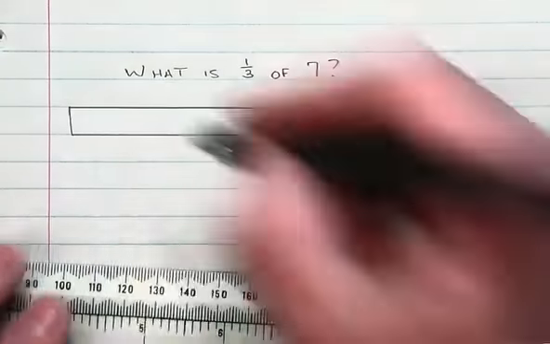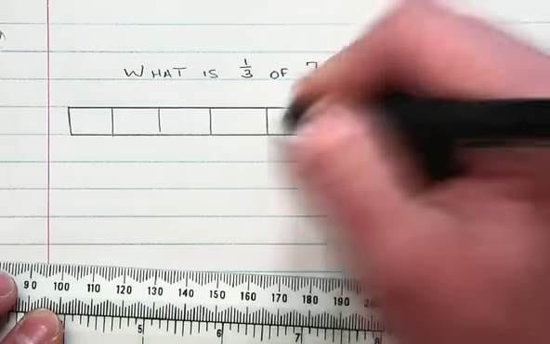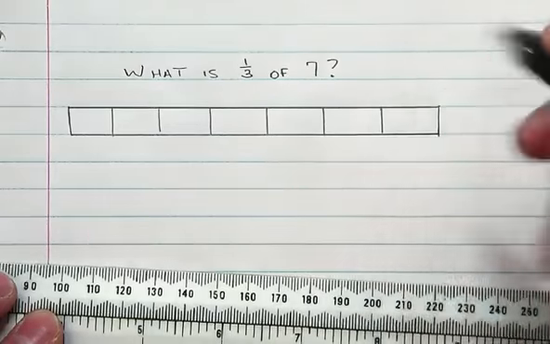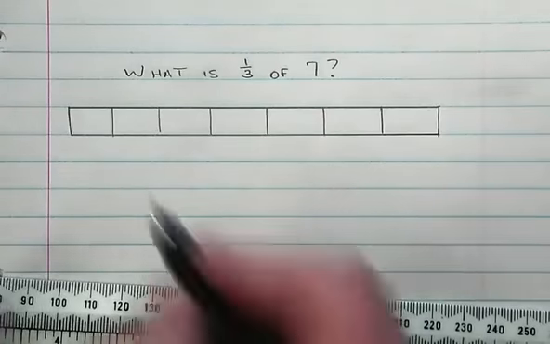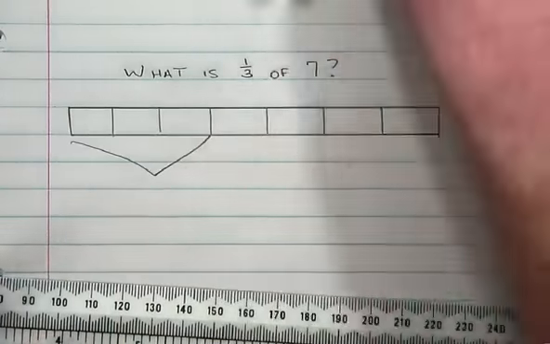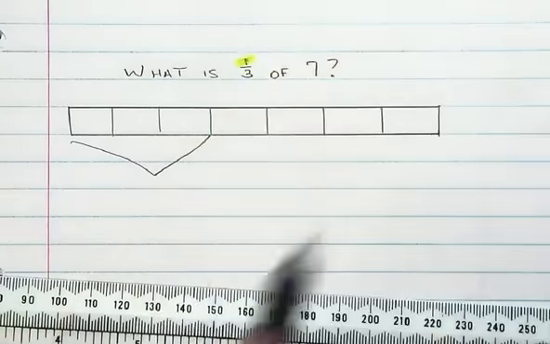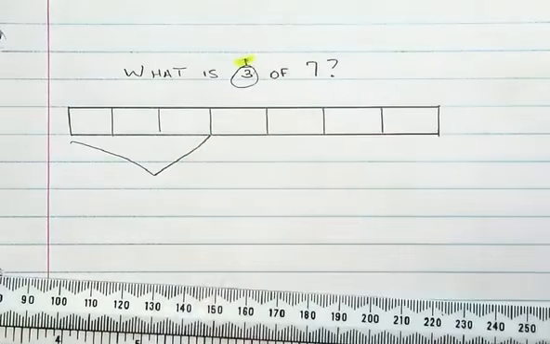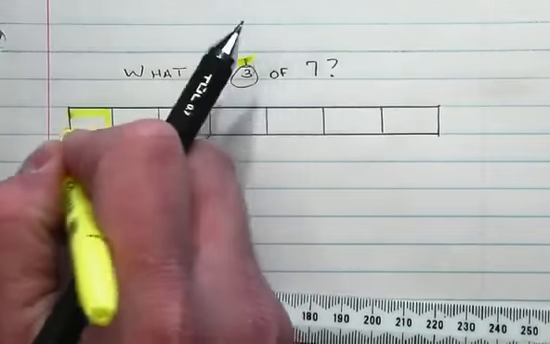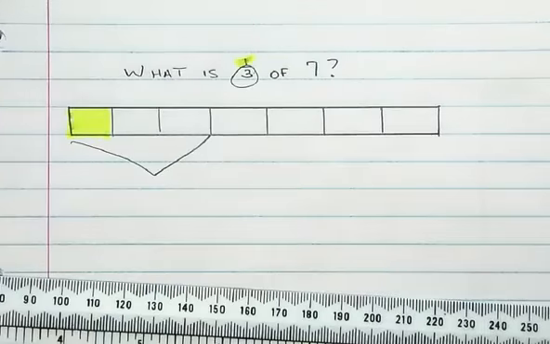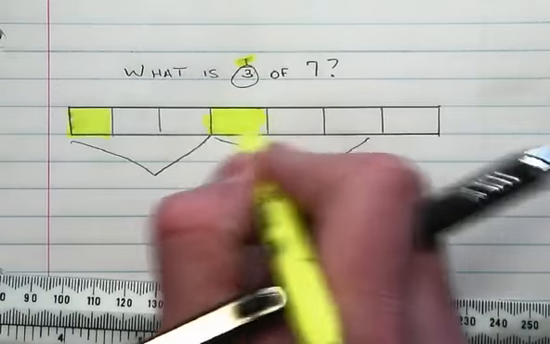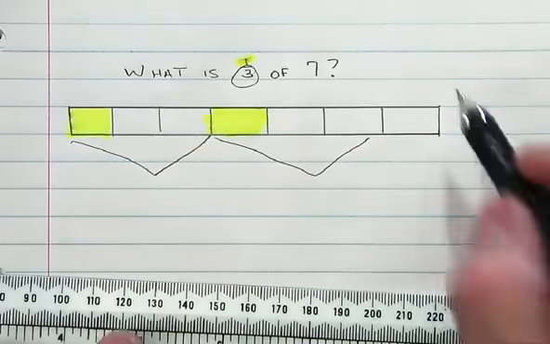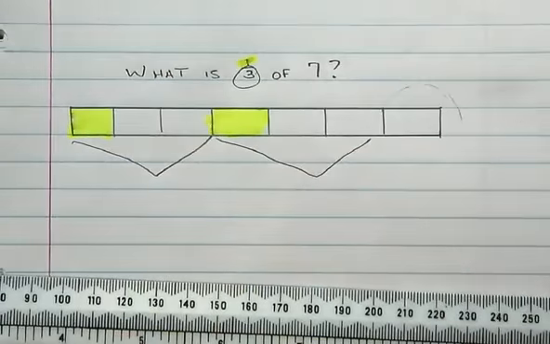And let's see. 1, 2, 3, 4, 5, 6, 7. And again, I'm going to group these in 3 because I want to make sure that I highlight 1 out of every group of 3 that I see. So the first group of 3, I'm going to highlight the very first one. I see that I have a second group of 3. And then I'm left with 1. Just 1 here at the end.